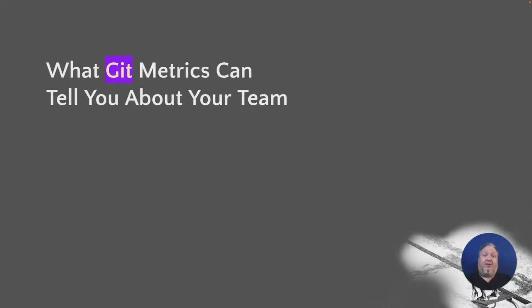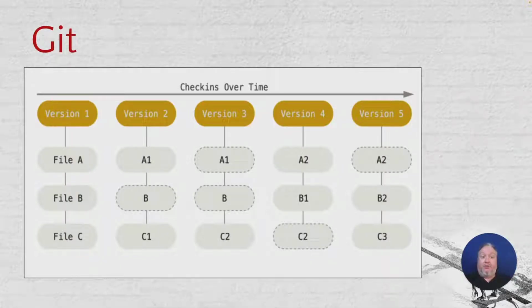What Git metrics can tell you about your team. Well, what is Git? Git is a version control system. Git allows us to take snapshots of our work at various points in time. Unlike previous version control systems and other alternative methods, we're taking complete snapshots of the directory where our Git folder is and all the recursive subdirectories thereunder. So if we make a change on version 1 or version 2 of file A1, we make a completely new compressed version of A1. And if B doesn't change, it just points back to the previous version.